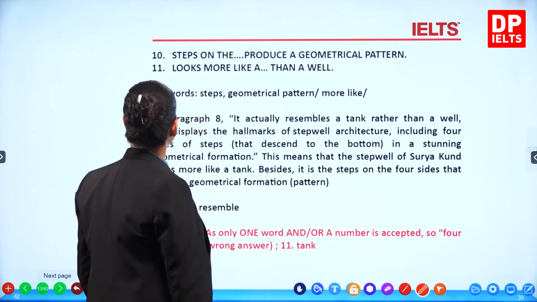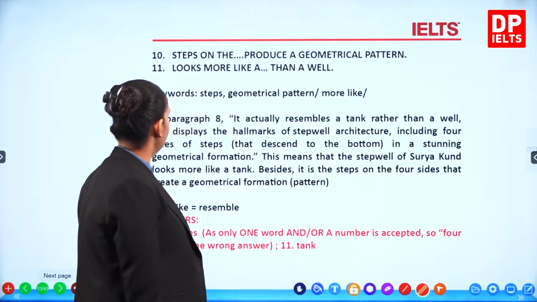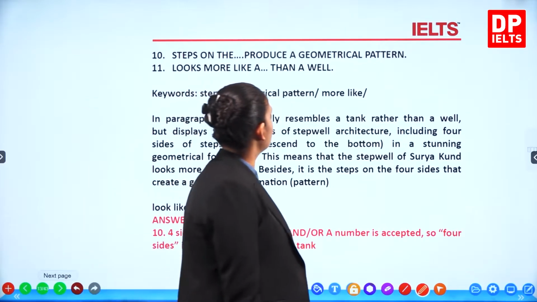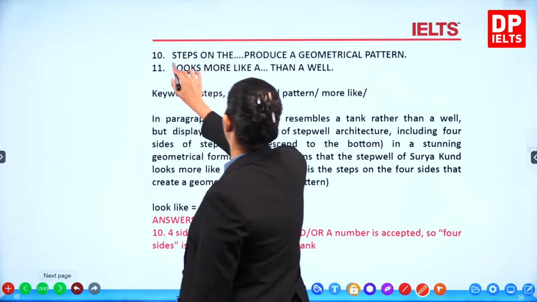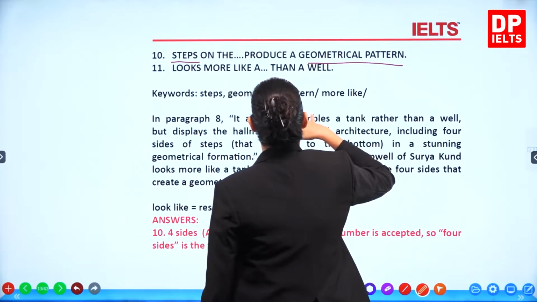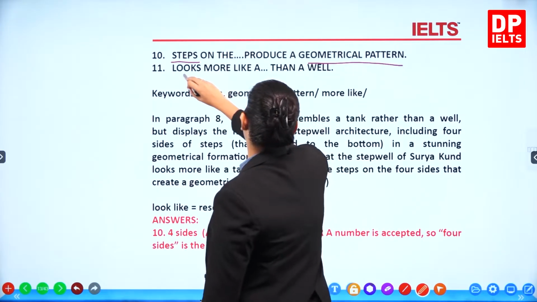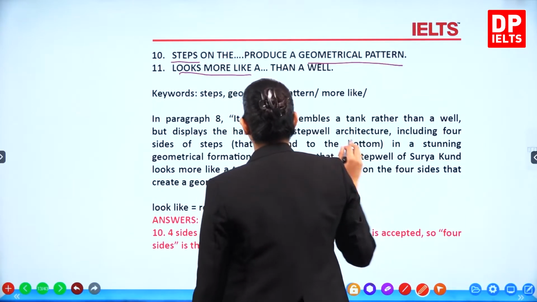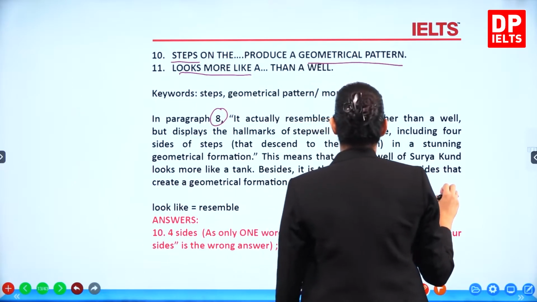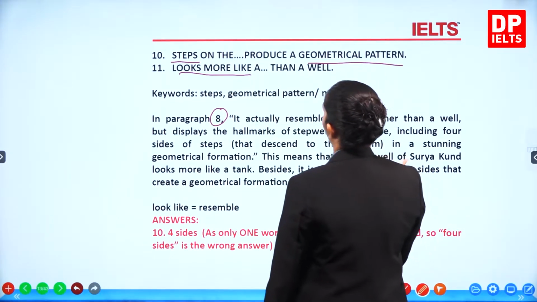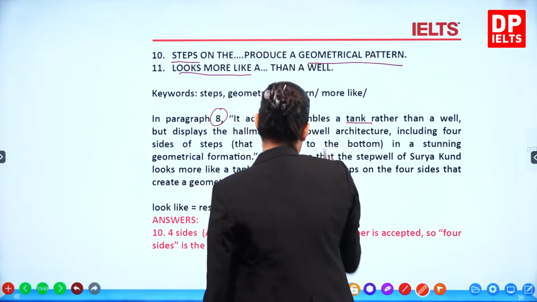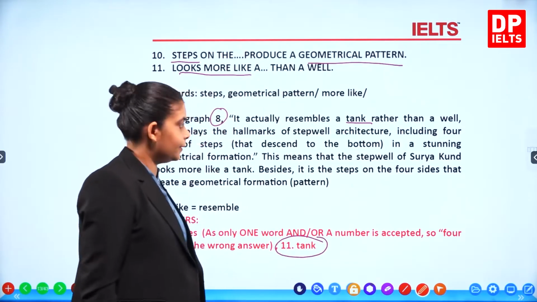Let's have a look at the next one, question number 10 and 11, right? Steps on the something produce a geometrical pattern. So steps, geometrical pattern, looks more like a blank than a well. So what does it look more like? Go to para 8. It actually resembles a tank rather than a well. So what does it look more like? It looks more like a tank. So question number 11, tank.